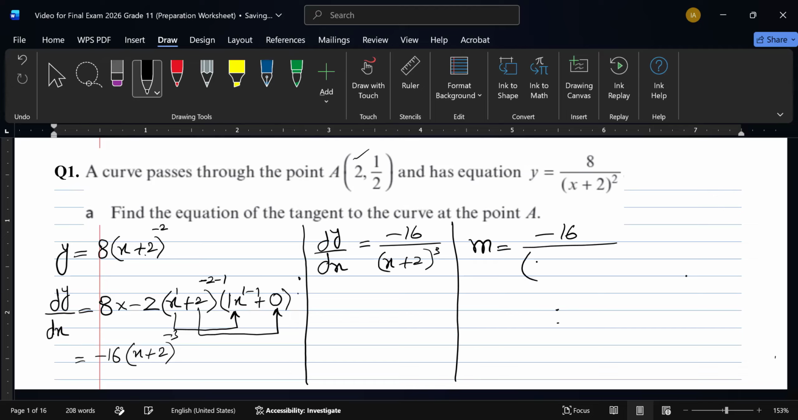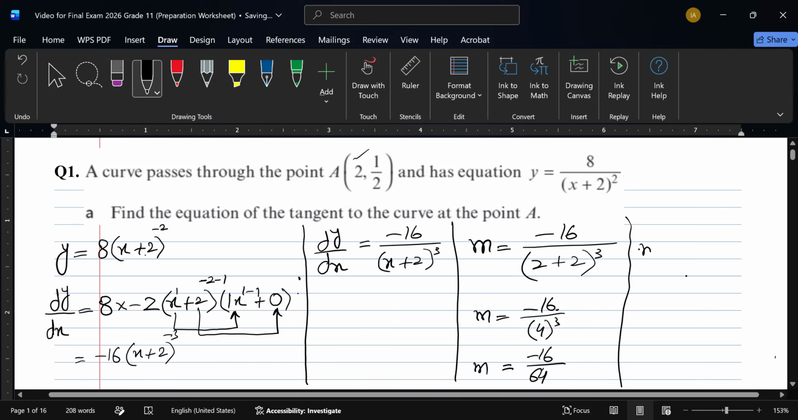Yes, I will get the gradient of the tangent. You're right: 2 plus 2 to the power 3. It's going to be negative 16 divided by 4 to the power 3, which is 64. So minus 16 divided by 64, or the gradient of the tangent is going to be negative 1 over 4. This is the gradient of the tangent. Since I'm looking for the equation of the tangent, we must follow the formula y is equal to mx plus c. Let's move further.